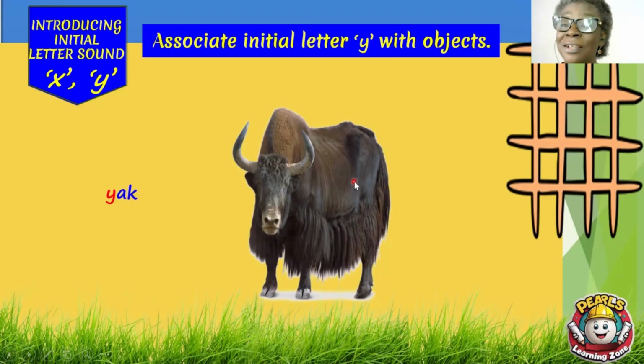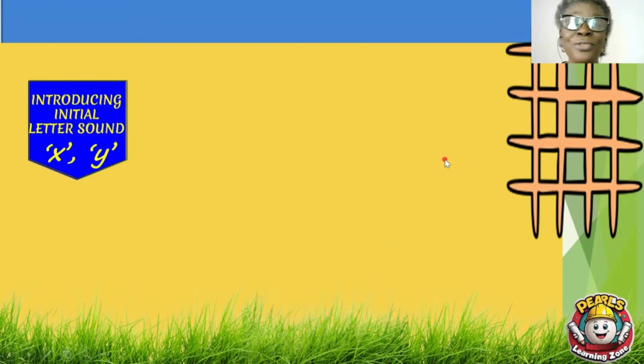So when I say yak, our interest, now let's move there. This is our interest. Yak. What's the first sound you hear in yak? Yeah. Beautiful. Beautiful. So you have a lot of examples for the initial letter sound. Yeah. Beautiful. Let's go on to this one.